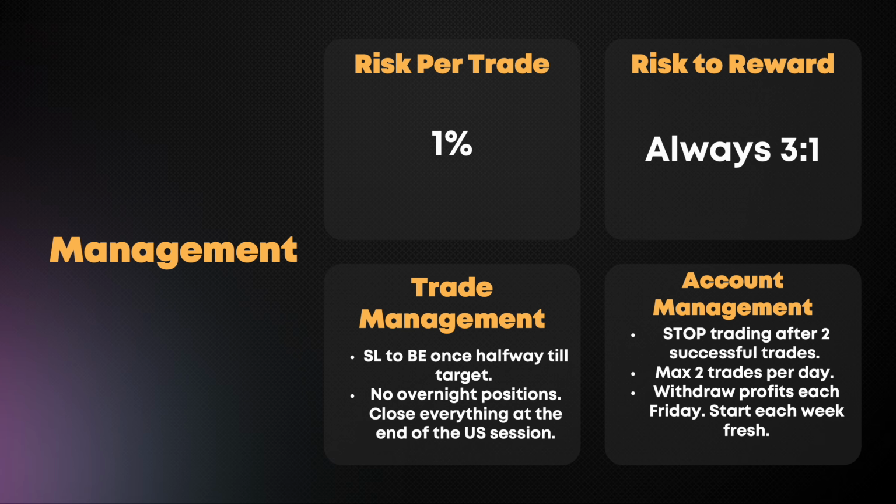And then you have management. The management rules are very simple. Risk per trade, 1%. Always. You will always risk 1% per trade of your whole capital. Your risk to reward ratio will always be 3 to 1, which means that you are risking 1% to make 3%. I will show you how to add all of those. Don't worry about that.